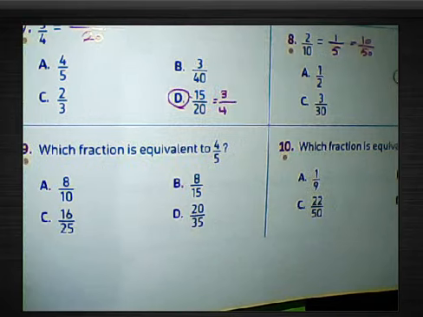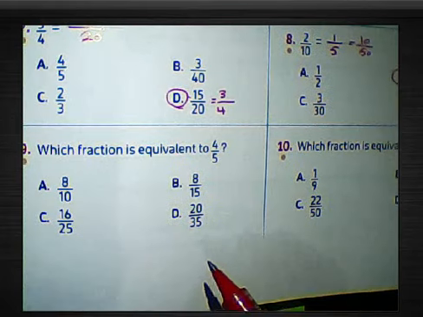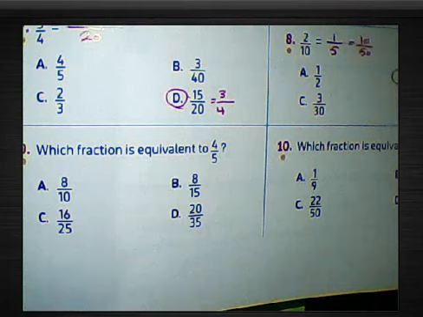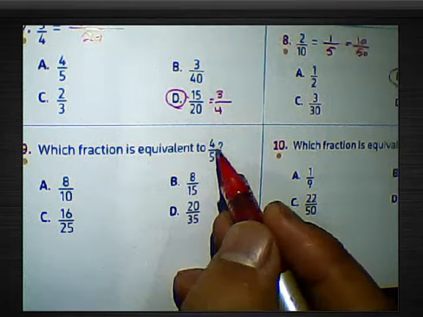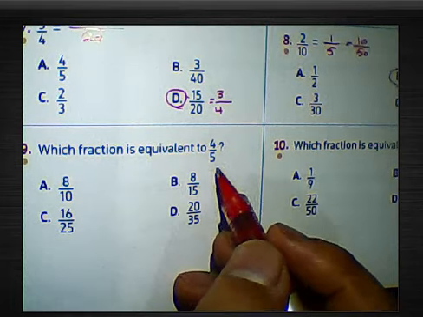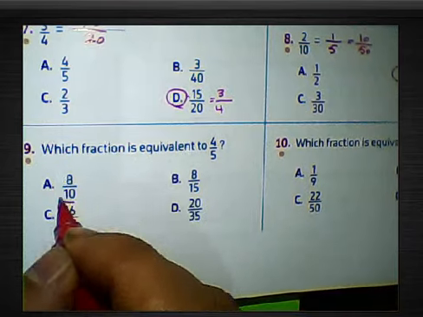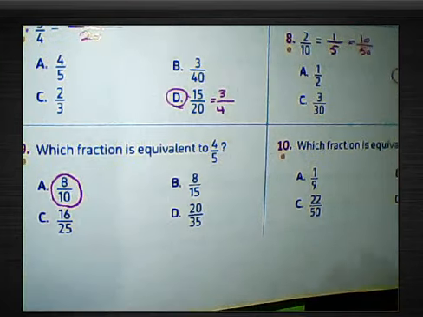Which fraction is equivalent to 4 over 5? For 4 over 5 we can find the equivalent by multiplying the numerator and the denominator. 2 times 4 equals 8 and 2 times 5 equals 10. The result will be 8 over 10.